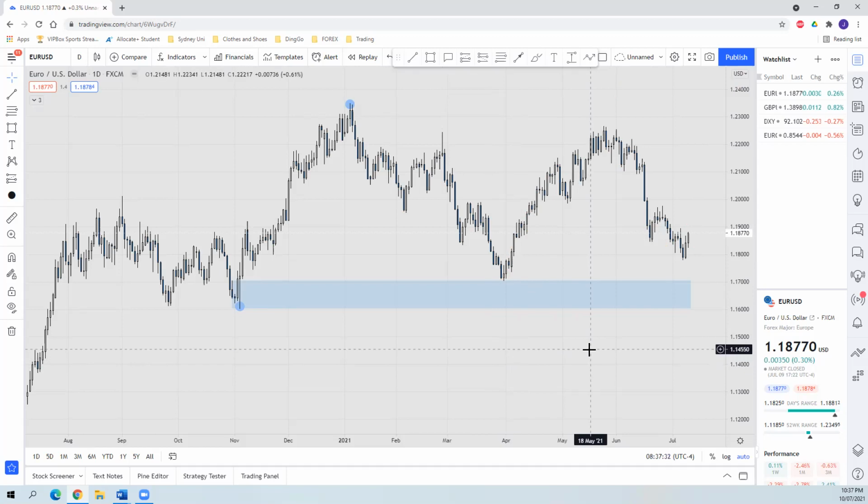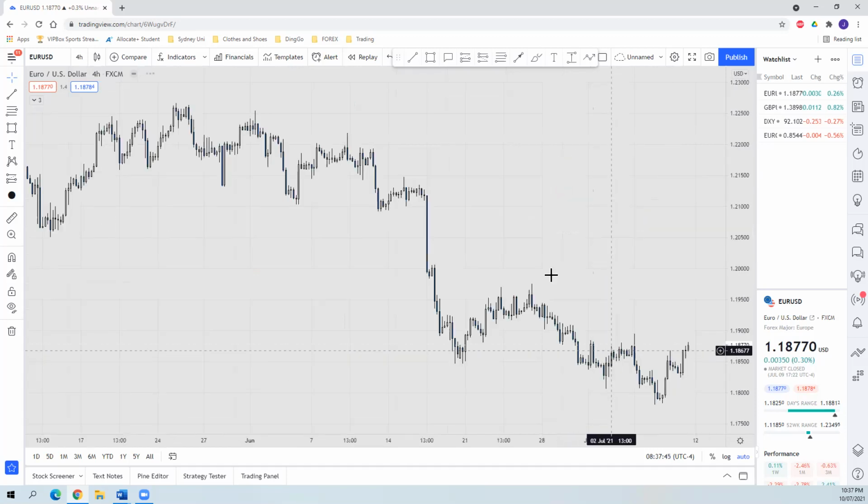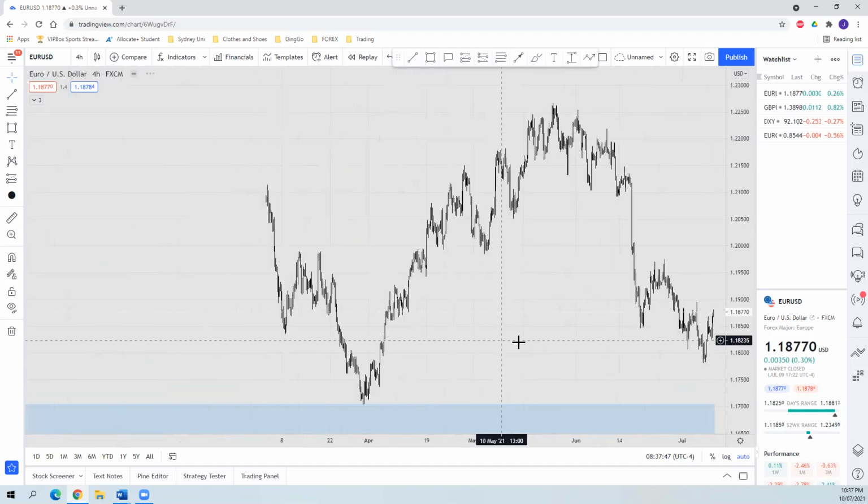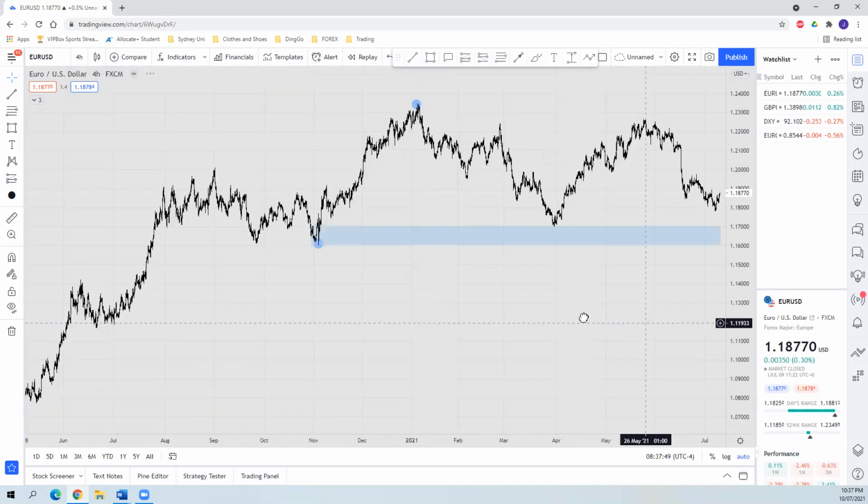You see, the first inducement was right here and then it took that out, but it never mitigated something here. So can you drop down to a 4 hour, please? That's what I was gonna say. I want to do it from top to bottom. Let's see what has happened. Okay, do you want me to zoom out like this?